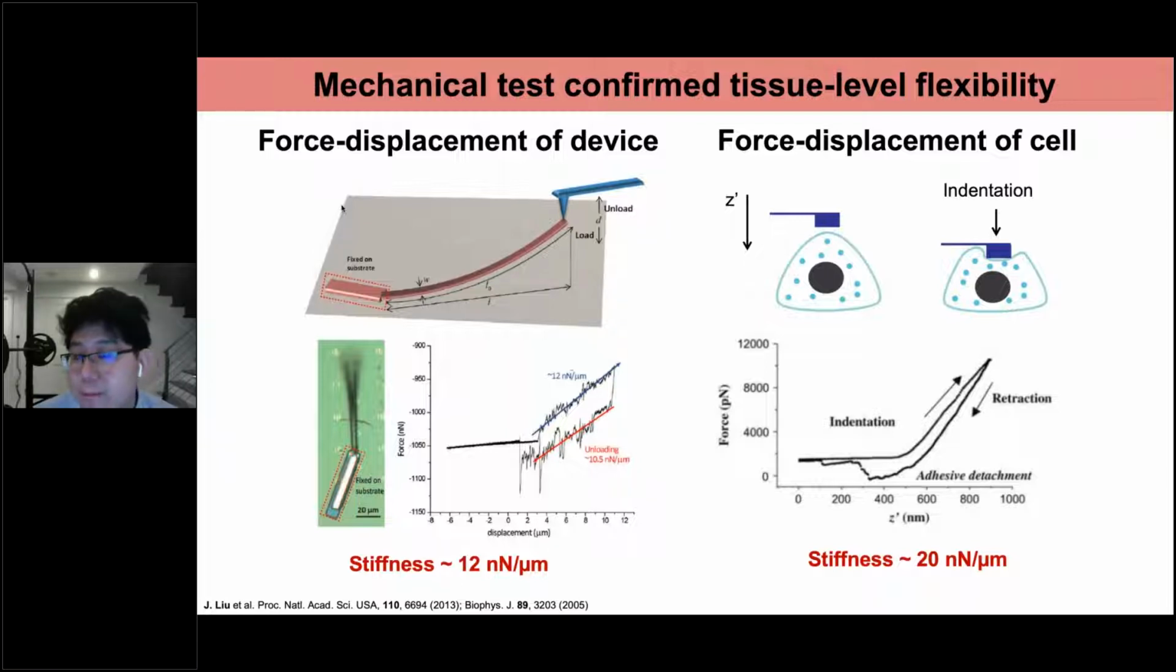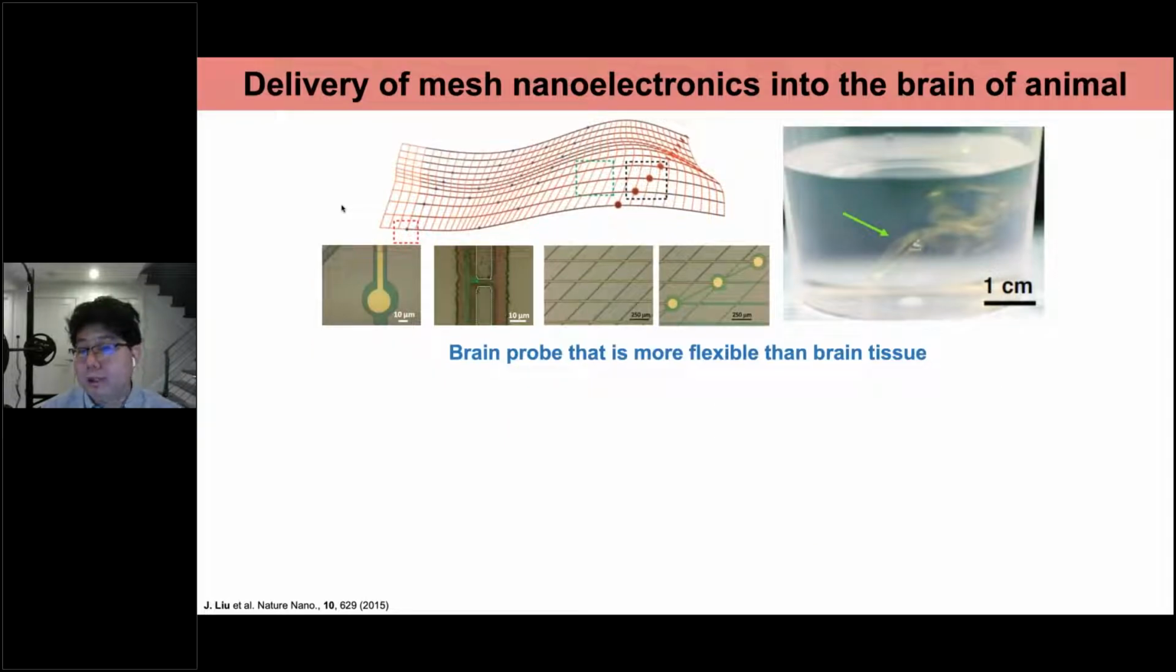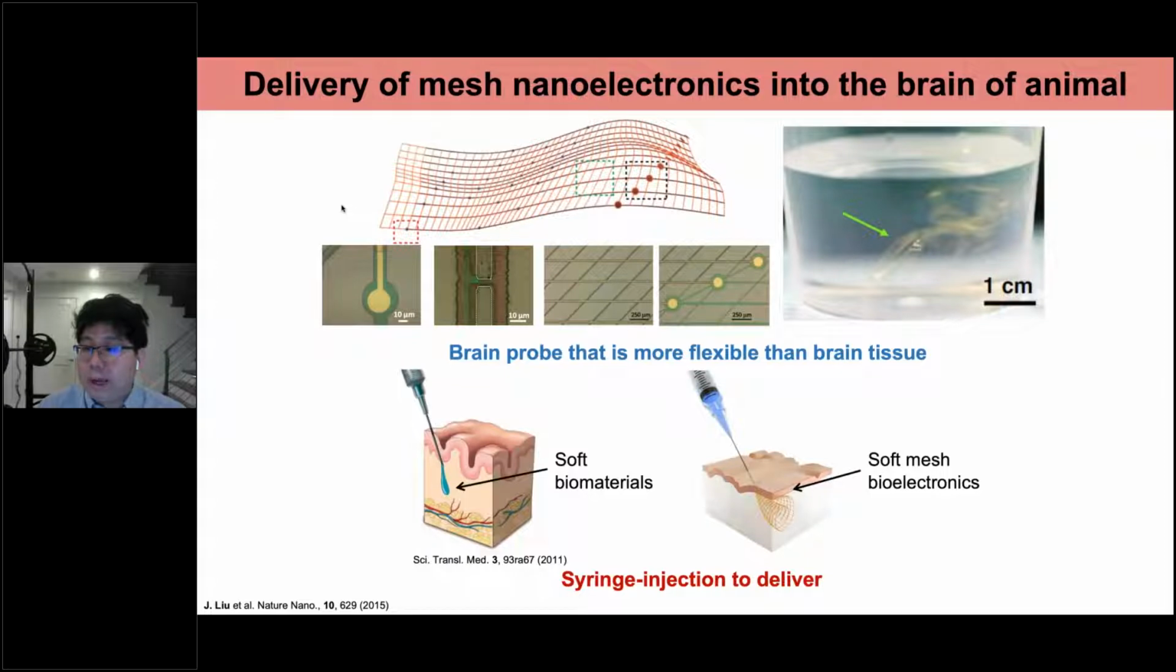We fabricate those ribbons for the nanoelectronics, and we measure their mechanical property using AFM. You can see that they indeed have a bending stiffness that is equal to or even smaller than the bending stiffness of one single cell. So by making those structures, we can make mesh electronics that is as flexible as the brain tissue, which can be completely removed from the rigid silicon substrate, and that is so soft that we can deliver them into the brain like a hydrogel through a syringe-injectable manner.